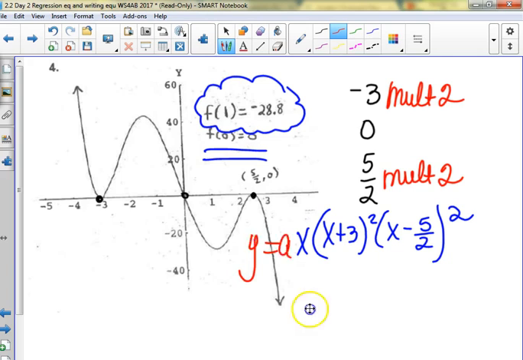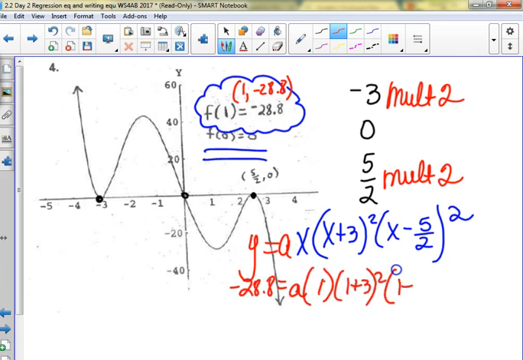Okay, so y equals a times all this. What am I going to put in for y? Yeah, this ordered pair is 1, negative 28.8. So I'm going to put negative 28.8 for the y, and all the x's are going to be 1. Okay, so I have negative 28.8 equals a. Well, that one stays 1.